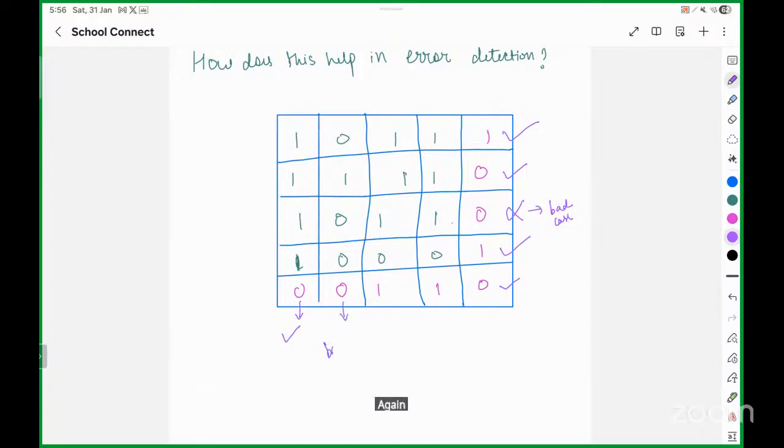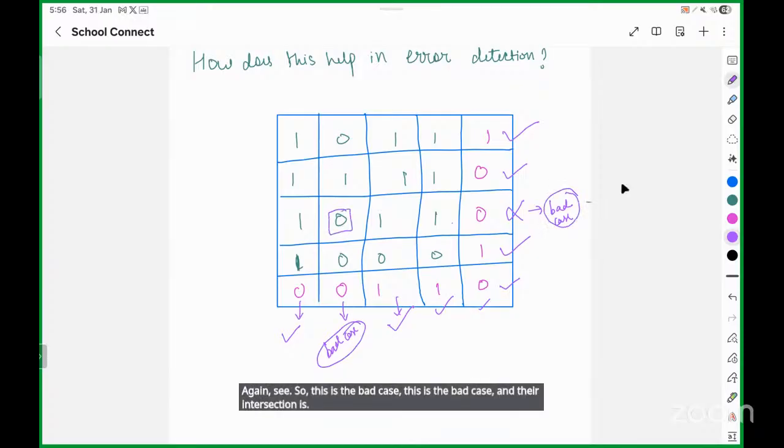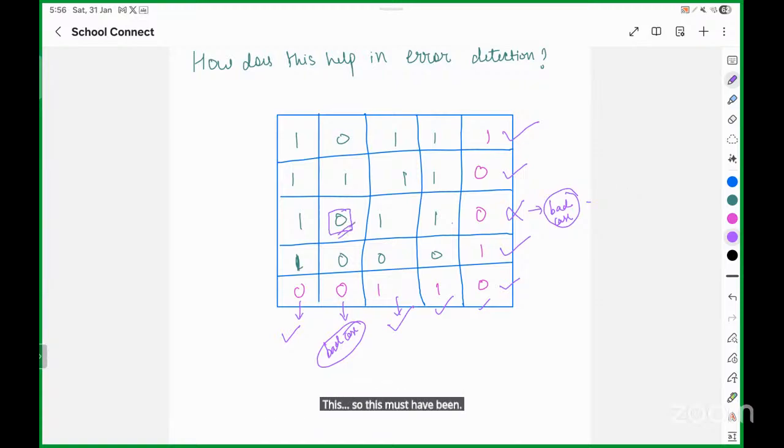Again, this is a bad case because this is just 1 and this is here 0. And this is okay, a good case, and these are again odd, so these are again good cases. But again 0. So this is the bad case, this is the bad case, and their intersection is this. So this must have been flipped. So the answer which he has given is middle row, second from left. So yeah, you are right. This is the correct coin which has been flipped.